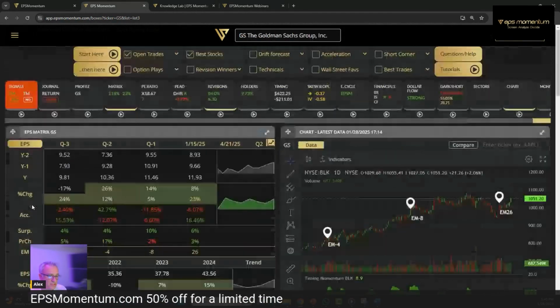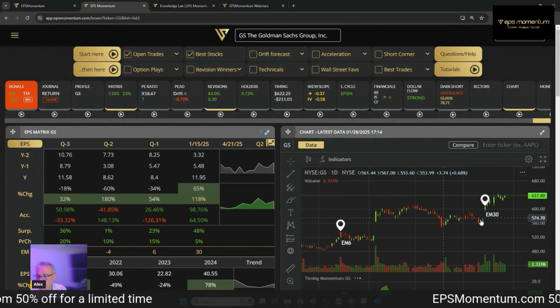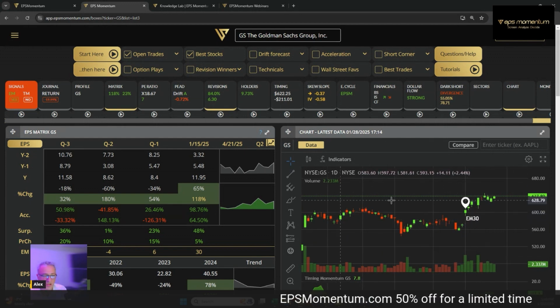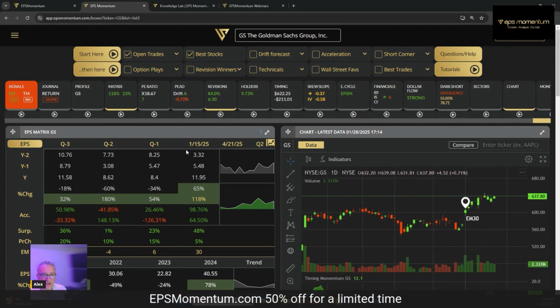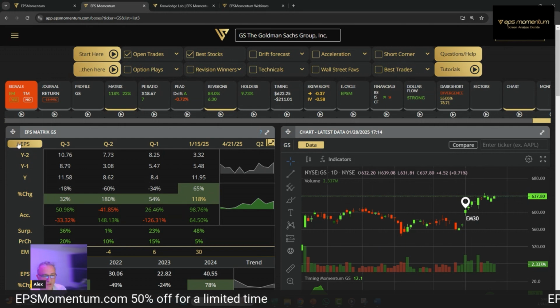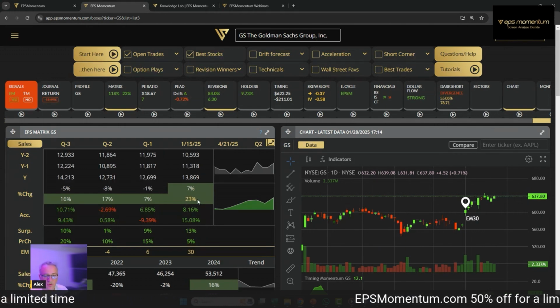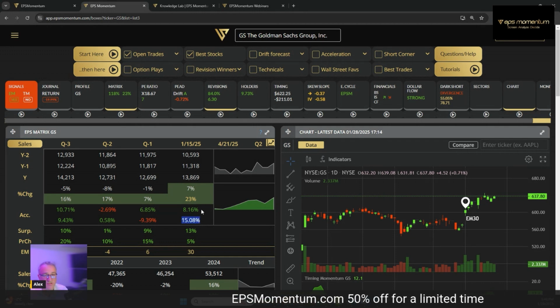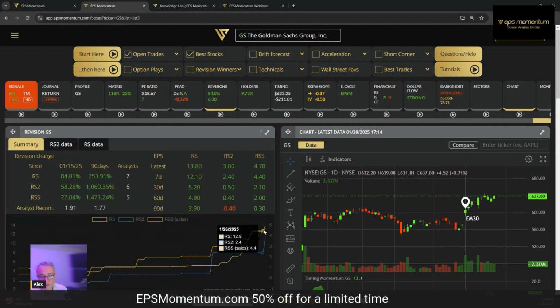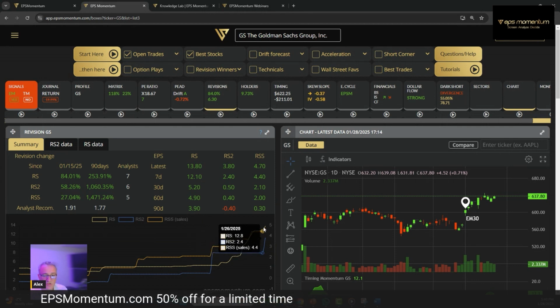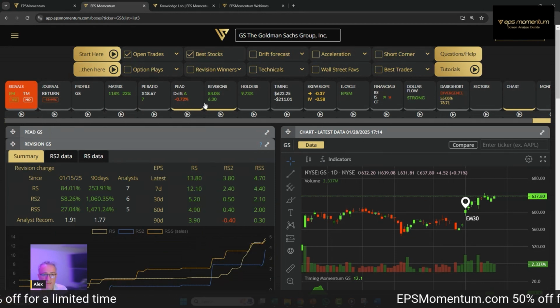For example, Goldman Sachs so far has been doing terribly well in earnings per share. EM is 30. We can see growth in earnings per share of 118, and sales 23%. So pretty amazing sales and acceleration. So that's what you want to see. As far as the revision we saw earlier, everything points upward. Truly a winner here.